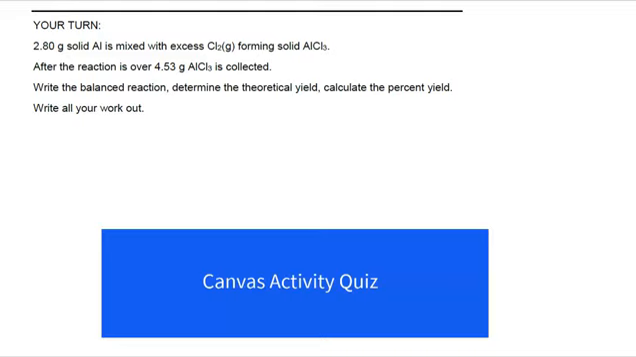Okay, for this next question, let's look at what we need to do here. We're told that we have 2.80 grams of aluminum is mixed with chlorine gas, forming aluminum chloride. So the very first thing we need to do is we need to write a balanced equation. It's important to do this because that's going to give us our mole ratios.